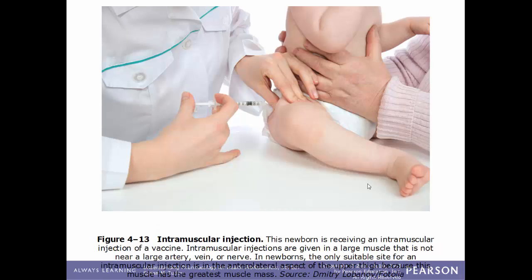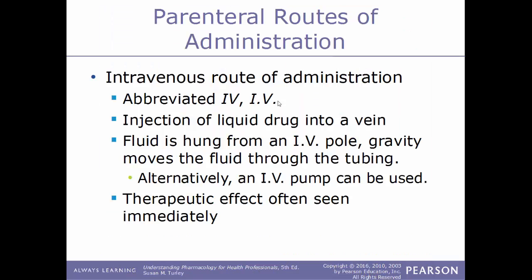On this image, we have an example of a newborn receiving a vaccine. This would be an intramuscular injection. And for newborns, the only suitable site for an injection like this would be right here, the fleshy part of the upper leg.